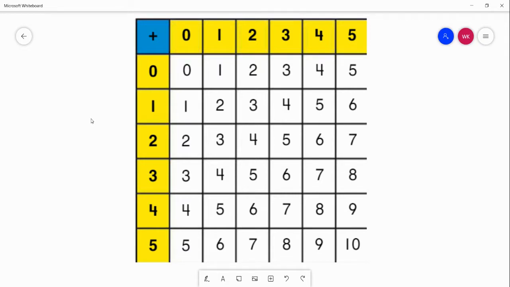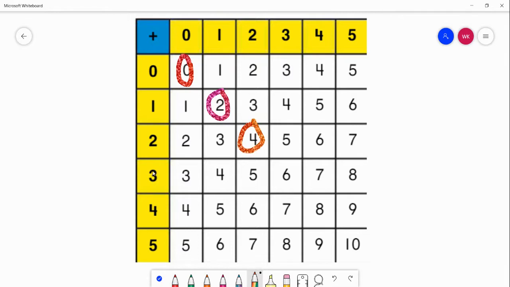All right. So my first pattern that I see are all of our doubles facts that we went over, right? So we have 1 plus 1 equals 2. 0 plus 0 equals 0. 2 plus 2 equals 4. 3 plus 3 equals 6. 4 plus 4 equals 8. And then 5 plus 5 equals 10.